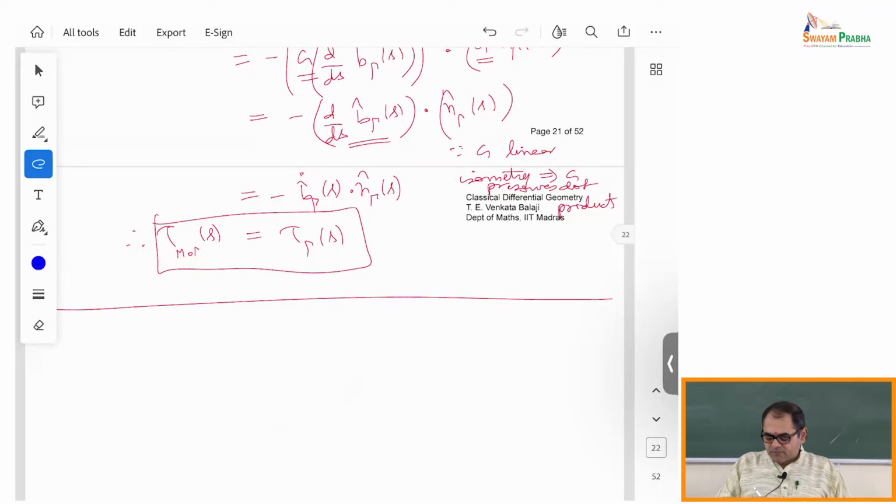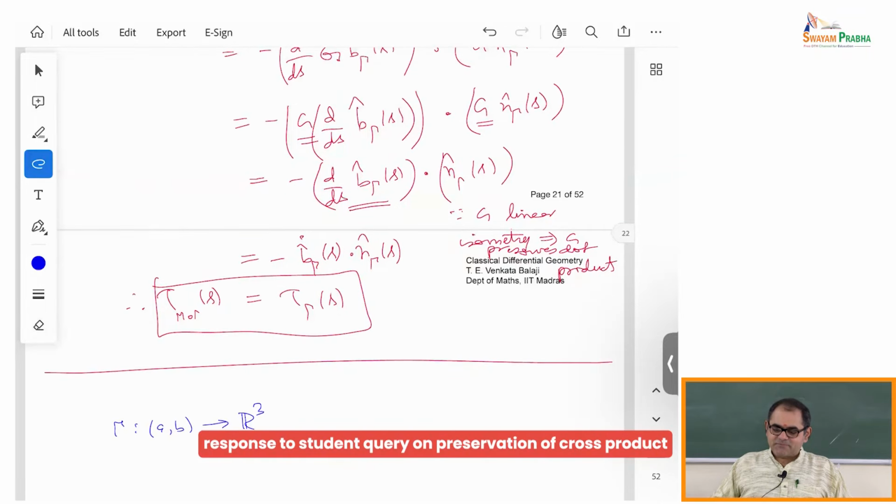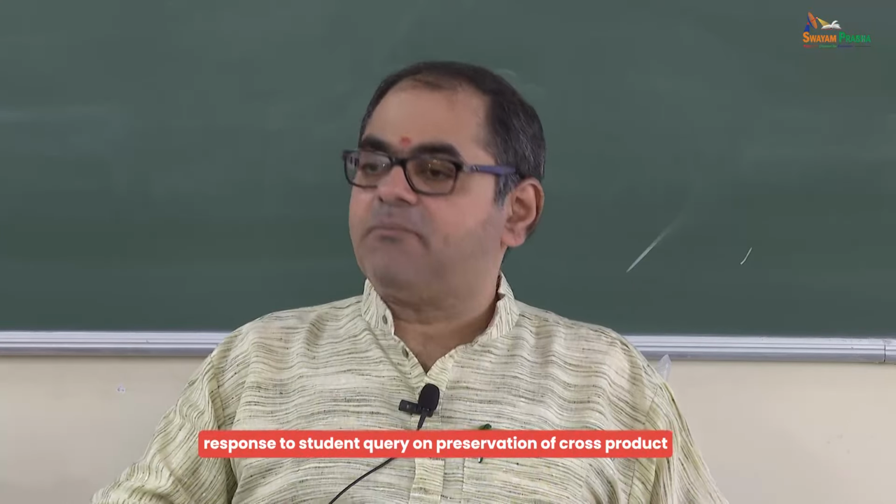But let us consolidate this and see what does this actually mean. What is the meaning of this? We have started with the gamma, gamma of s. Let us write this down. Gamma is from (a, b) into R^3, so it's a space curve. Yes, that's what I explained yesterday, right? So you just think about it like this.